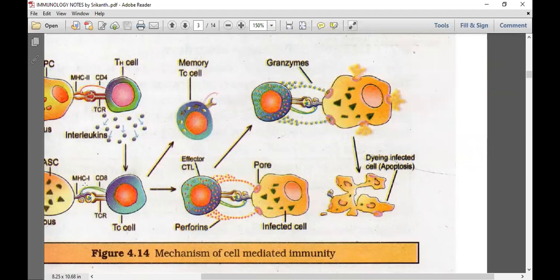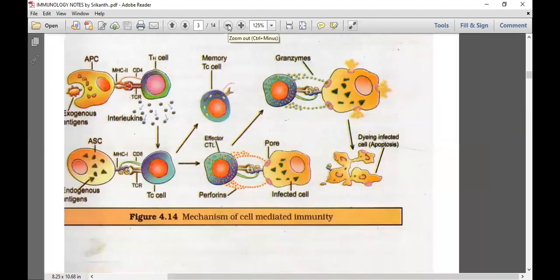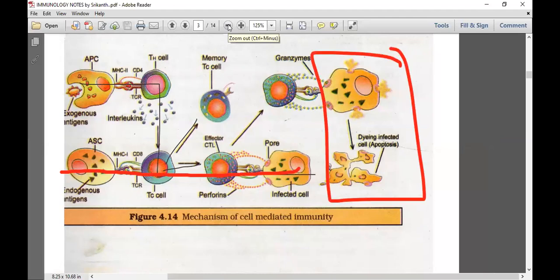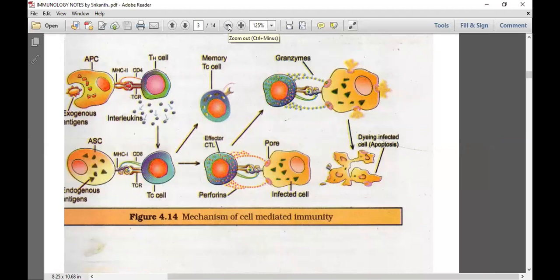Two possibilities are there, that I'll show you once in the full diagram. One is like this: from APC to the helper cell to the cytotoxic cell, then effector and memory cells are released. Another possibility is this one here: ASC to the T cytotoxic cell and the killing. So finally, ultimately, we are going to destroy our own cell which is infected. Infected cell, we don't spare it.